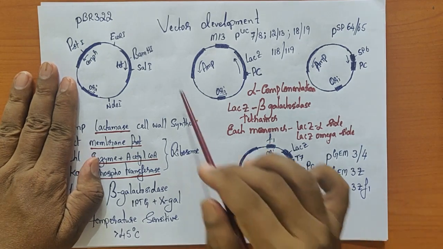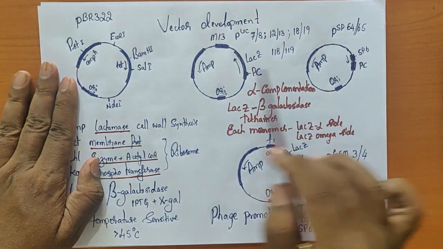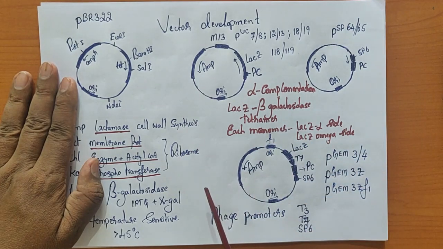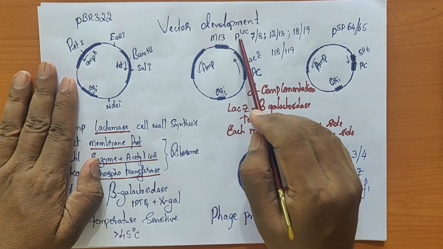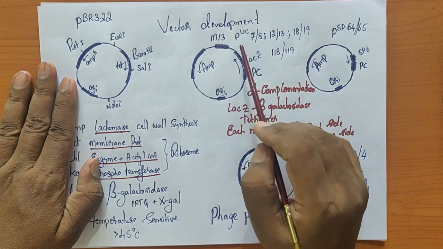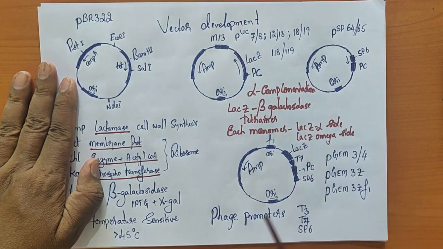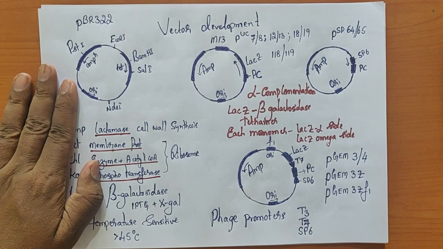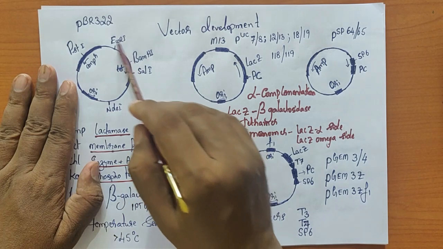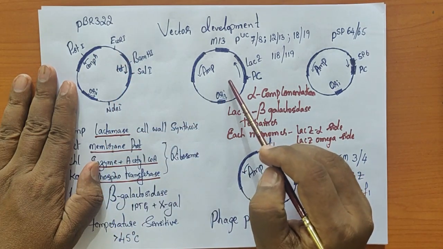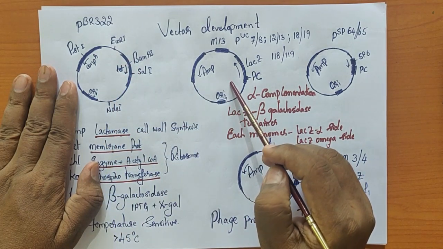Now I will quickly go through the development of various forms of expression vector. So now this is the plasmid PUC vectors. UC stands for the University of California. This has been developed there. Compared to PBR 322, this is an improvised expression vector.